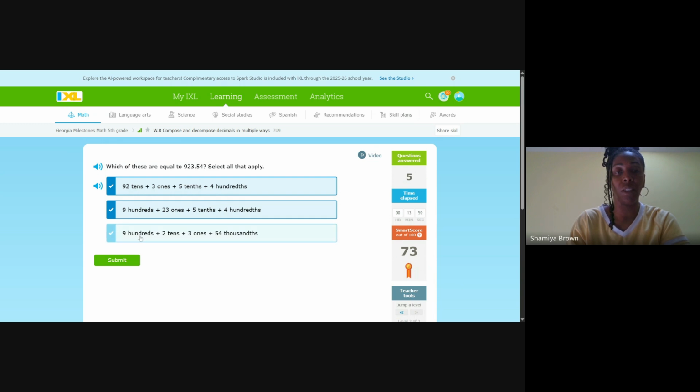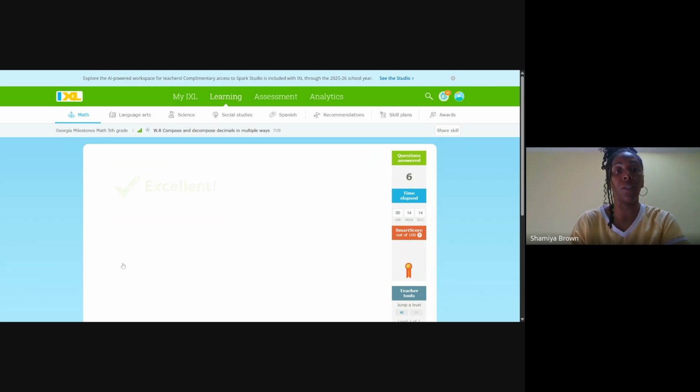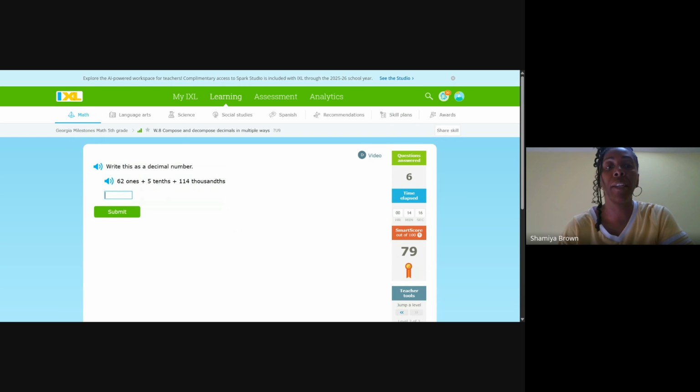Then this one says 900ths, 2 tens, and 3 ones. So that would be 923 plus 54 thousandths. This would not be it because it should be 54 hundredths. So therefore, just 2 of them. And then this one says write as a decimal. So I'll do one more of these and then that'll be it for this one.